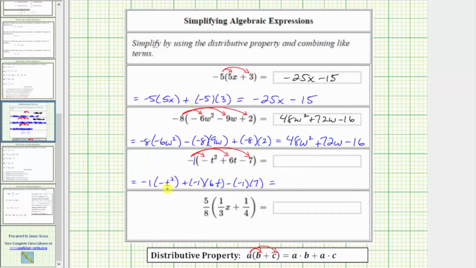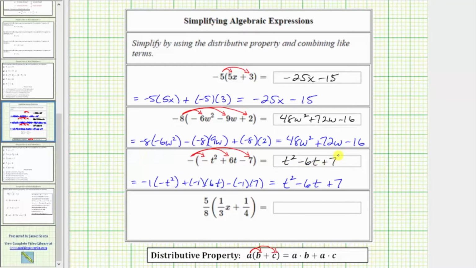Negative 1 times negative t squared is equal to positive t squared. And then we have plus negative 1 times 6t, which would be plus negative 6t or minus 6t. And then we have minus negative 1 times 7, which should be minus negative 7 or plus 7. This simplifies to t squared minus 6t plus 7. Now if we go back and think of this as the opposite of negative t squared plus 6t minus 7, we would change the sign of each term inside the parentheses, which notice is the result. The result is positive t squared minus 6t plus 7.